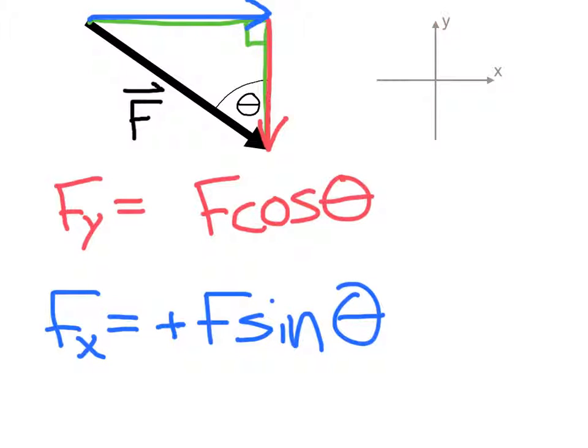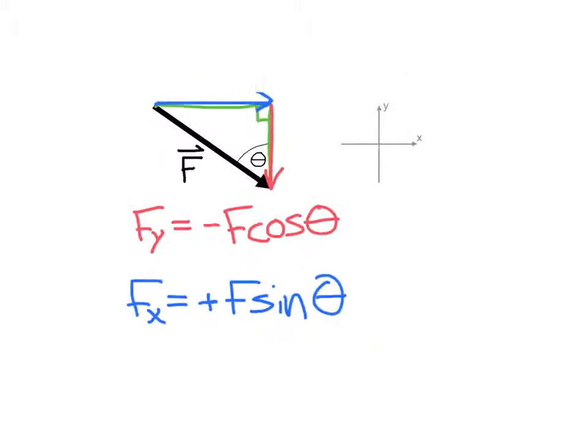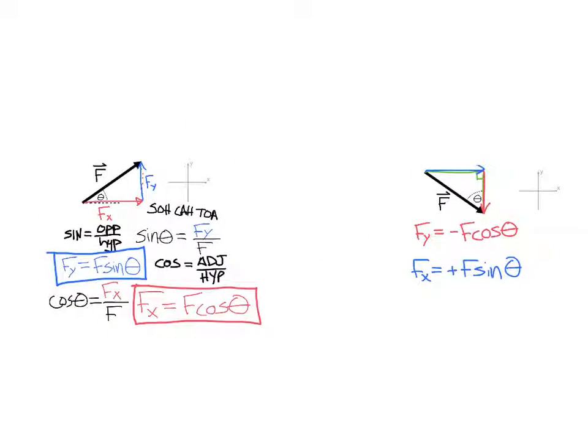For the y direction, though, our y component points down, but our positive y direction points up. So what that means for us is that our y component here is negative. So there's a couple things that are different here from our first example. Let's see if I can zoom out and get them both in here a little bit. There we go.